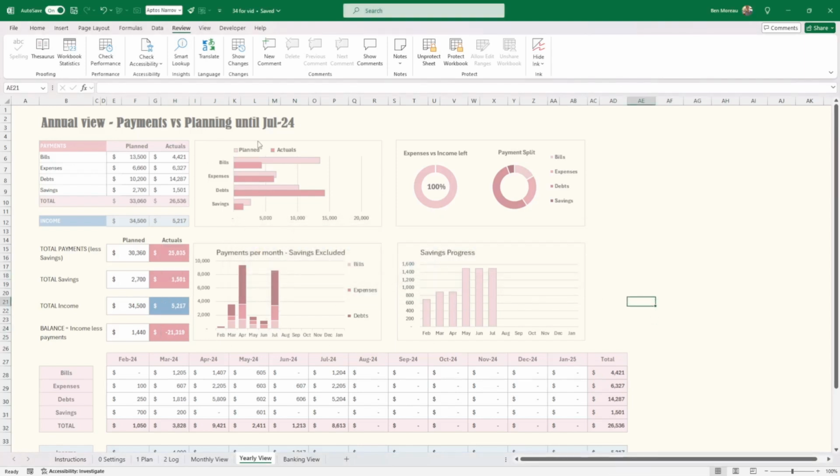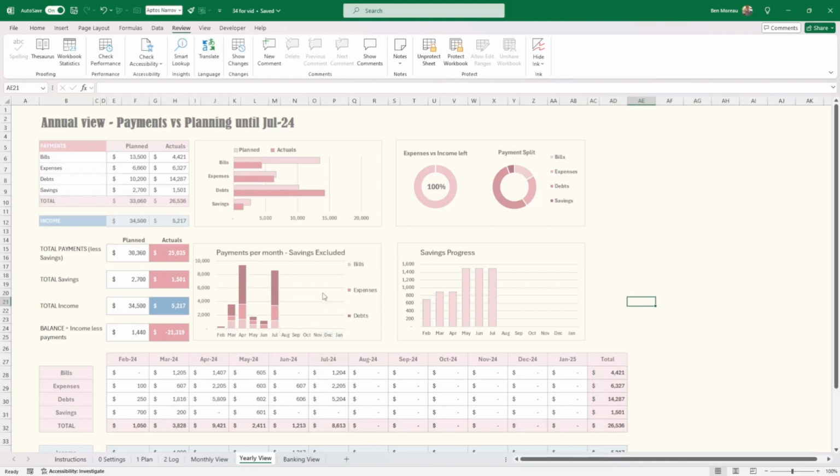What else do we have? We have the usual plan actuals here, but this time, until now, you can see that you've paid more debts, which could be good in a way. Bills, you haven't paid as much, so there's something here. So payment per month, so savings excluded. Once again, I just wanted to show you all the payments that you have done here. Different color coded. Bills, expenses, and debts are here.